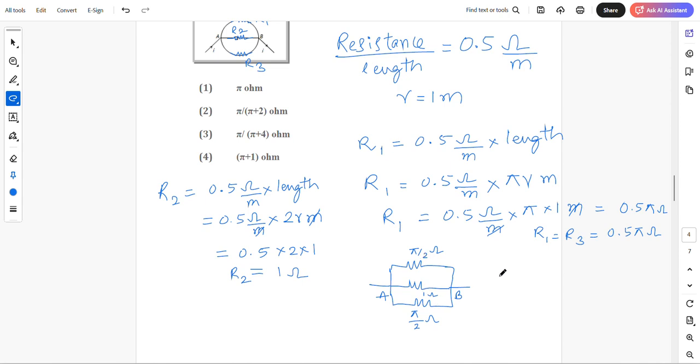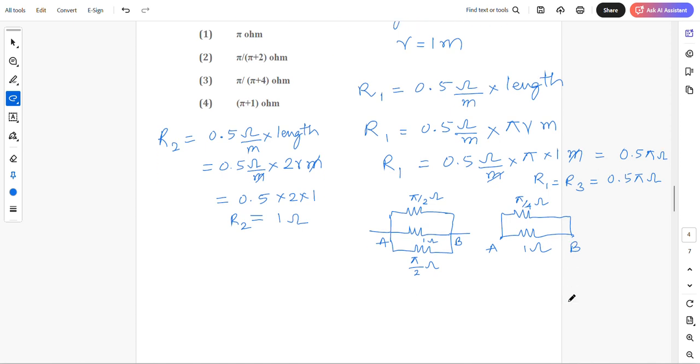If the two pi by 2 are in parallel, what happens? Let us keep this 1 ohm between A and B as it is. When two resistances of the same value are in parallel, it becomes half, that is pi by 4 ohm. Okay, now this combination is in parallel.